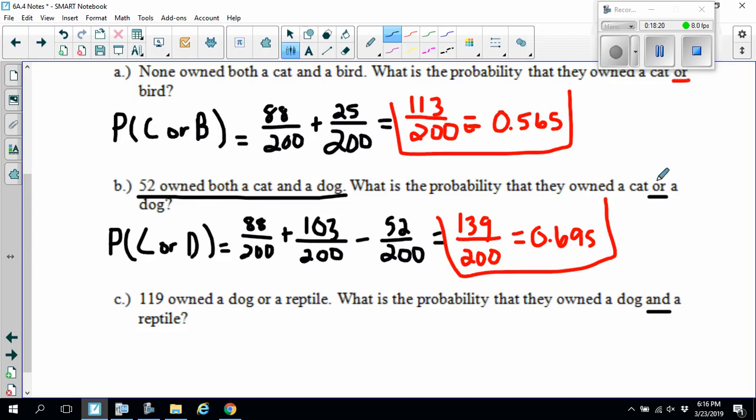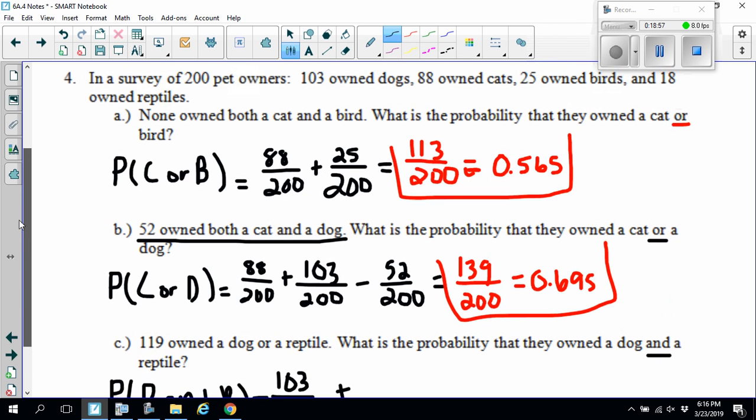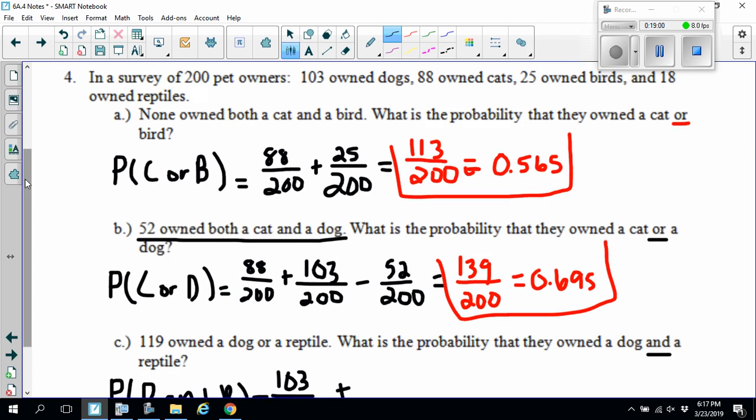So this is basically just the reverse of part B. They give us the "or," and we're trying to find the "and," meaning this is going to be a compound event. So we're going to do the probability that someone owned a dog and a reptile. I know that looks like a P, but that's actually a D to represent dog, and R for reptile. So dogs, I think it was 103, so we have 103 out of 200. And we add the probability that someone owns a reptile. Here it said that 18 owned a reptile.